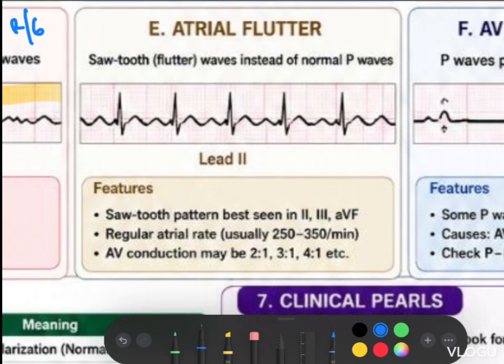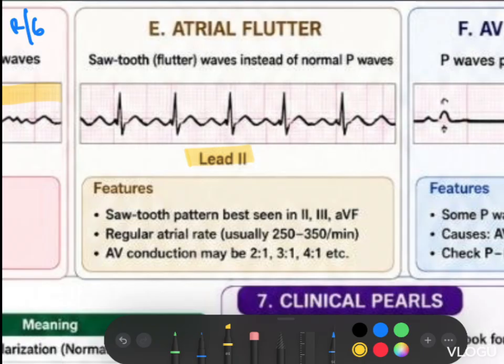The atrial flutter you can see like this, that is the sawtooth pattern we can see here. So in atrial flutter, the flutter produces a sawtooth pattern instead of normal P waves, usually best seen in lead 2, lead 3 and aVF.